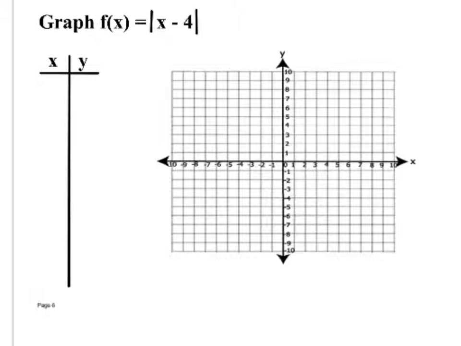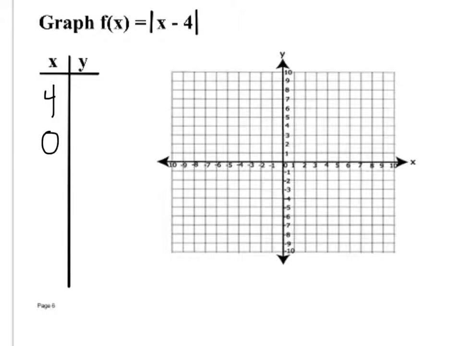Absolute value of x minus 4. I'm just going to pick some points here. I'm going to pick 4 for x. I'm going to always pick 0. I'm going to pick 8, and I'm going to go 10. I just picked 3 or 4 points. This is going to give me an idea of what this function looks like.